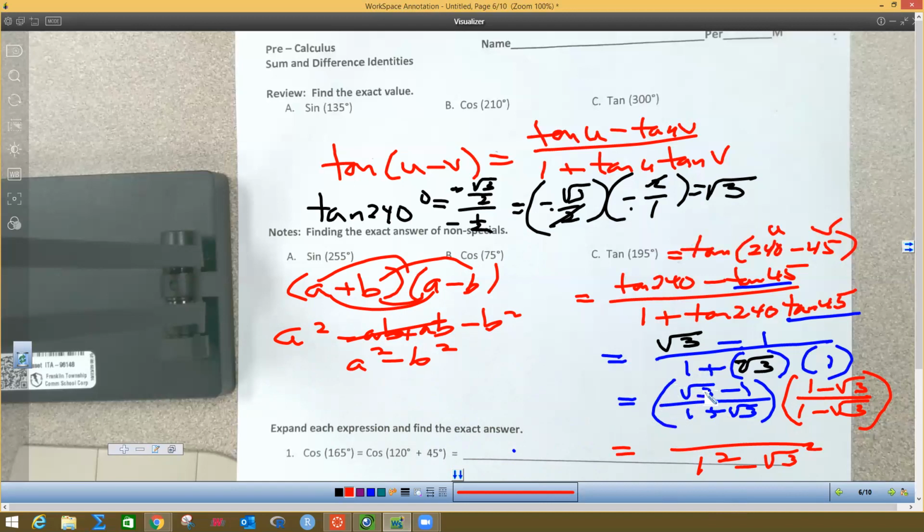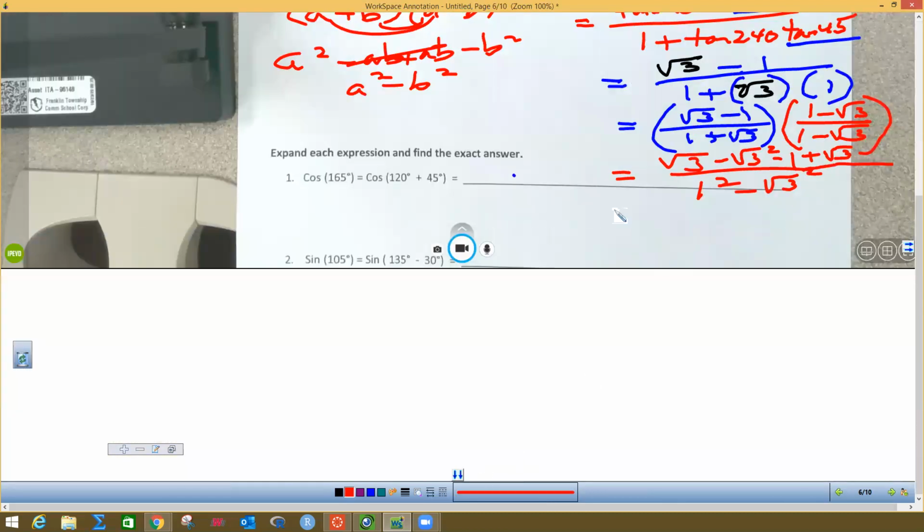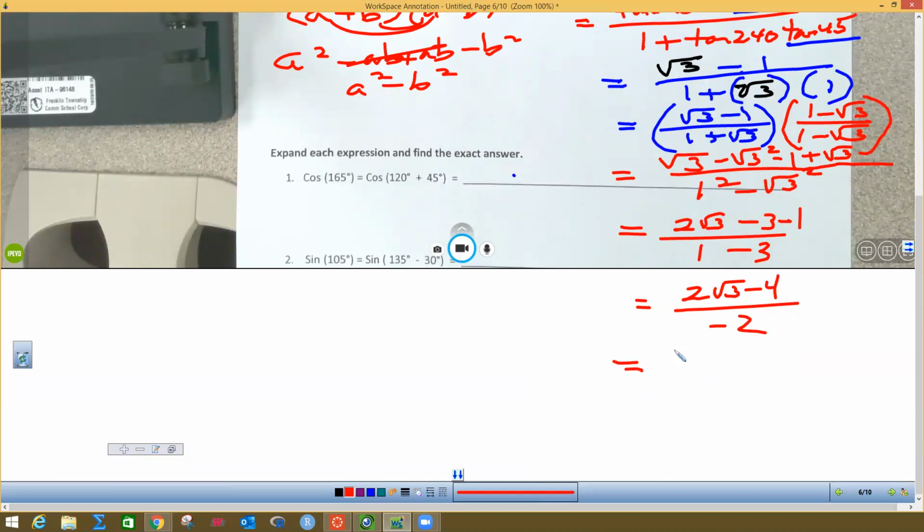The top part's harder, you have to FOIL it. Radical 3 times 1 is radical 3. Radical 3 times negative radical 3 is negative radical 3 squared. Negative 1 times 1 is negative 1. And then negative 1 times negative radical 3 is positive radical 3. Now we got more work to do here. Okay, so up here I want to add like terms. Radical 3 and radical 3 is 2 radical 3. And I get to take this 3 out up here. Down here, I got 1 minus 3, so in the top you get 2 radical 3 minus 4 when you combine like terms, and the bottom's negative 2.